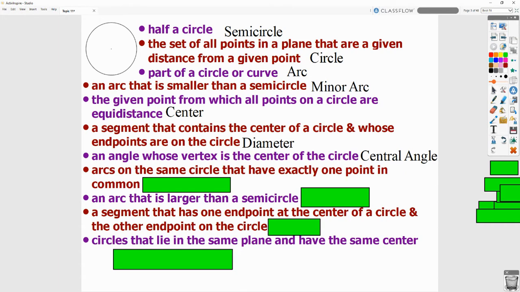Up next, arcs that are on the same circle and they have one point in common, those are called adjacent arcs. Okay, that's down on the bottom table on your chart or on your page. Arcs that are on the same circle and have one point in common are adjacent.